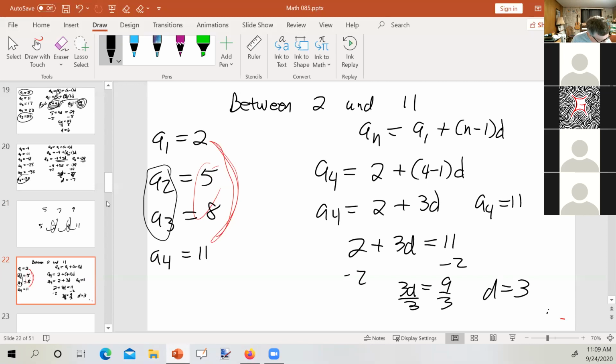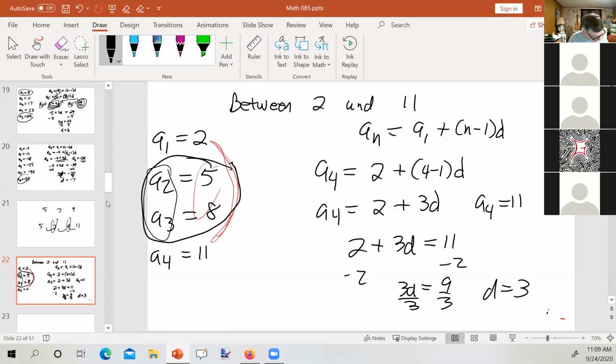So let's see here. Basically, the 2 arithmetic means. So the answer would be that 5 and 8 are the 2 arithmetic means. Any questions on that particular problem? No. Okay, let's take a look at another one.